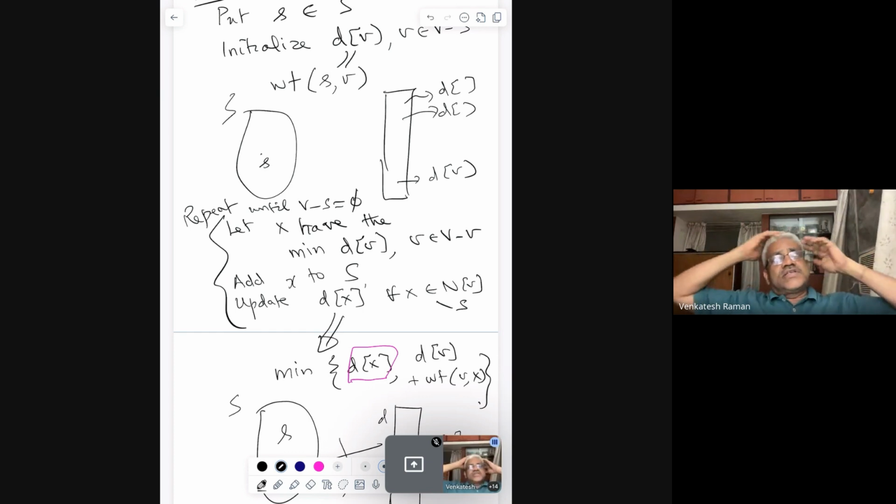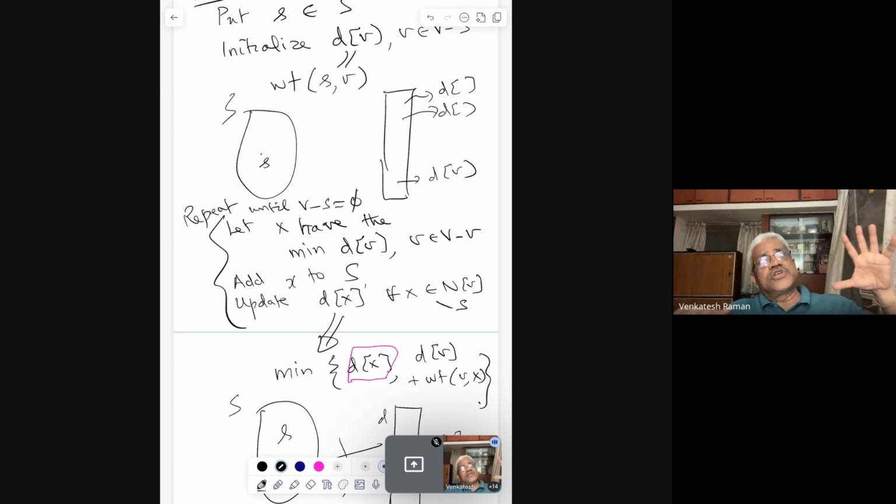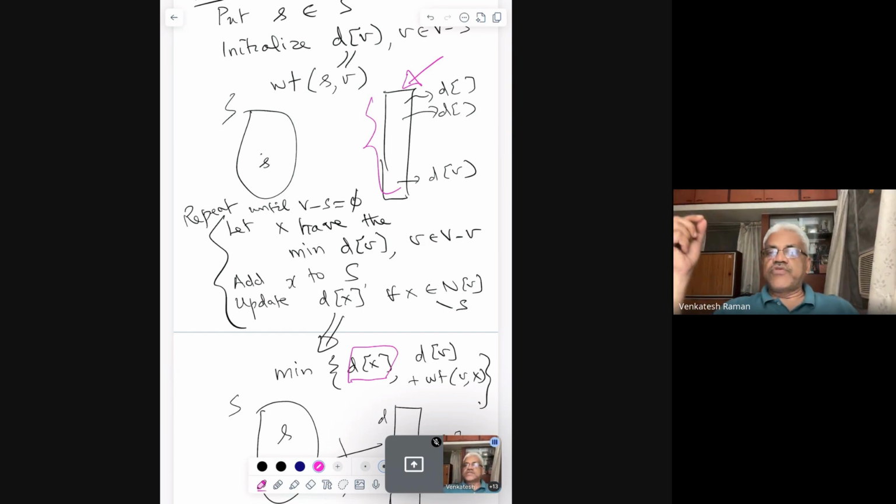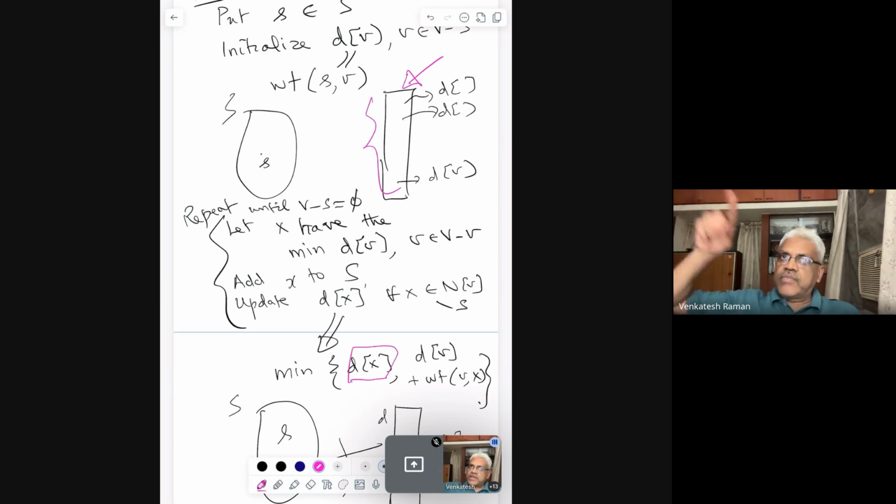You don't need an adjacency matrix; an adjacency list is not an issue here, because there are n of them. This is the distance of every vertex outside that you have calculated, so there are n of them. You are finding the min among them, deleting it, putting it in capital S, and doing some updating of its neighbors. All of this is order n for every vertex. Together it's n square, n square plus m whatever. Is everybody clear about why this is n square?